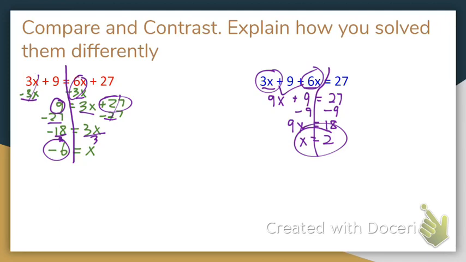So on the left side, we had to get both x's together on the same side, and on the right equation, the x's are already on the same side, so all I had to do was combine like terms. Alright, let's move to the next problem.